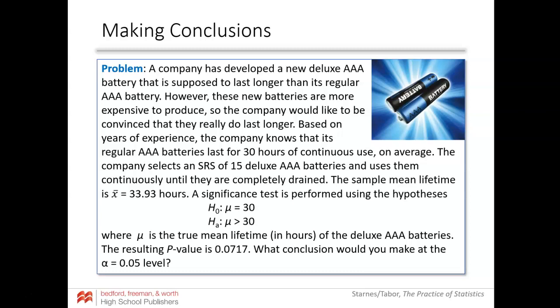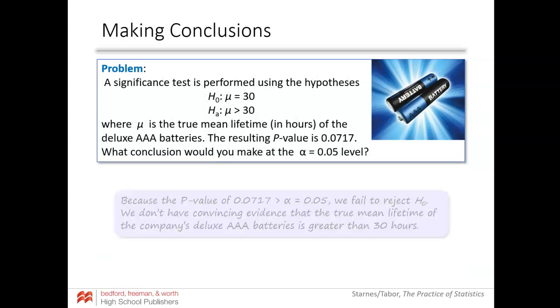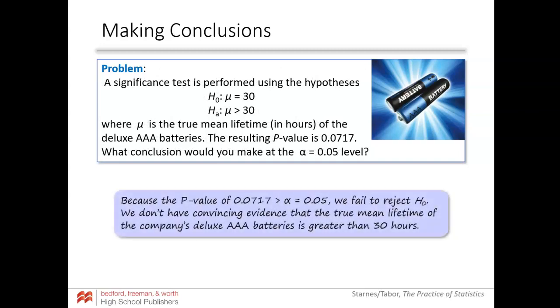So the resulting p-value, they already did the math for you, don't get hung up on that yet, is 0.0717. What conclusions would you make at the 5% significance level? Before they started this data analysis, they said, we need convincing evidence and we won't be convinced unless it's at the 5% level. So here's what it means. Because the p-value is greater than the significance level, we fail to reject the null. In other words, your p-value was not small enough. Remember, if the p is small, reject the null?